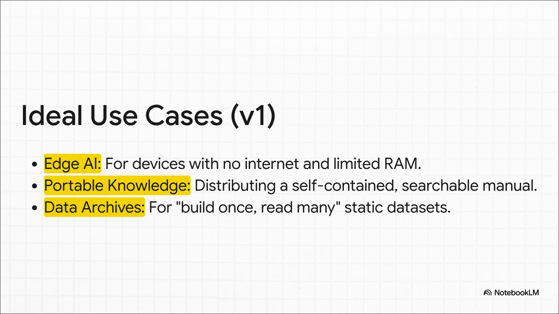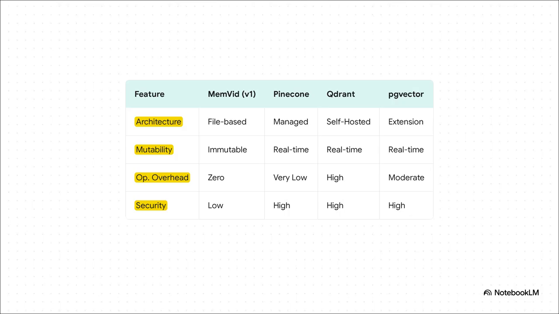It's perfect for edge AI. Think running on a device like a Raspberry Pi with no internet connection. It's amazing for shipping a self-contained searchable knowledge base, like a product manual. And it's ideal for archiving huge datasets that you build once and then just need to read from, like a library of research papers. And if you look at how it stacks up against the competition, you can really see its unique little corner of the world.